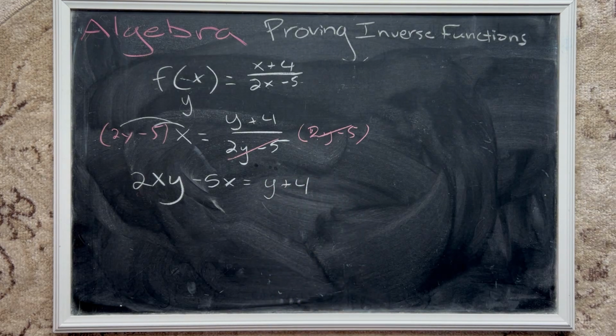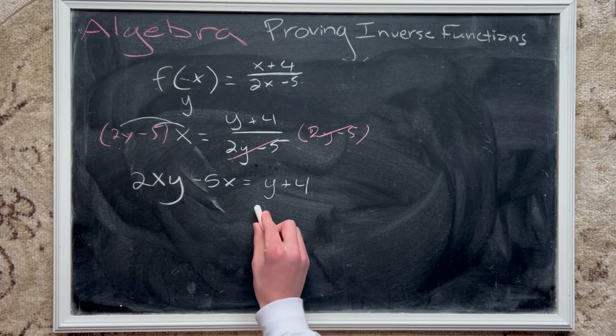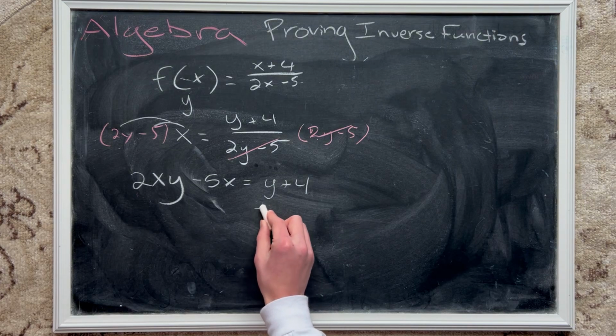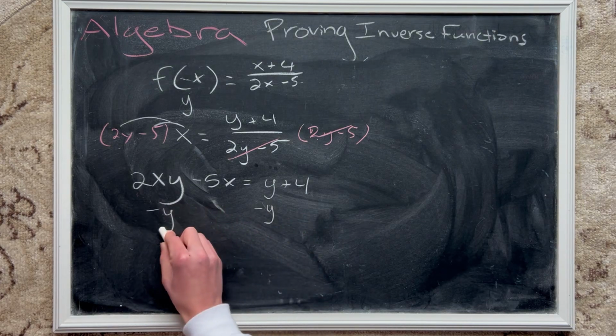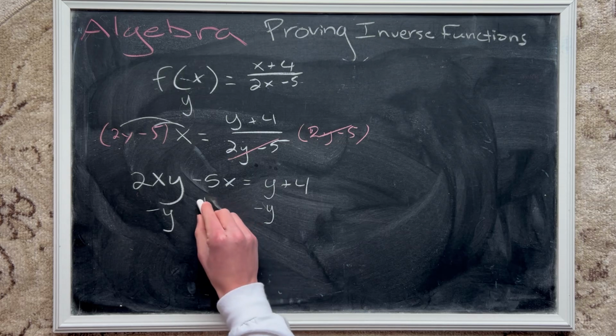Now, when we have a situation like this, we're going to want to move all the terms with the y on one side that we want to isolate and move all the other terms to the other side. So we see a y on this side, we're going to move it over to this side by subtracting it. And then we see a 5x on this side, we're going to add to the other side.